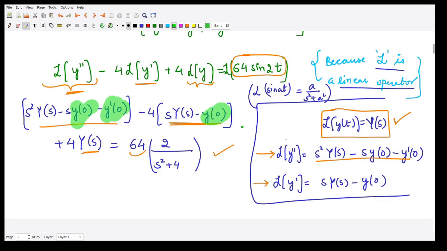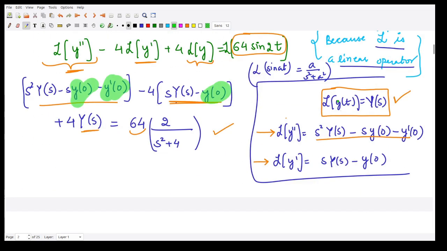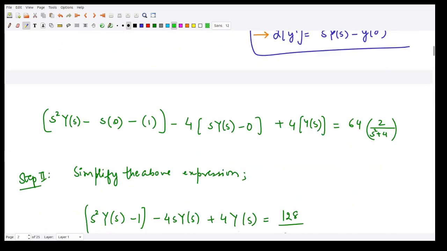If you look at the given conditions, y of 0 is given to be 0, so you can substitute the value directly, and y dash 0 is given to be 1. So you can also substitute this value over here. Once you substitute the values, we can simplify the expression in terms of y of s.